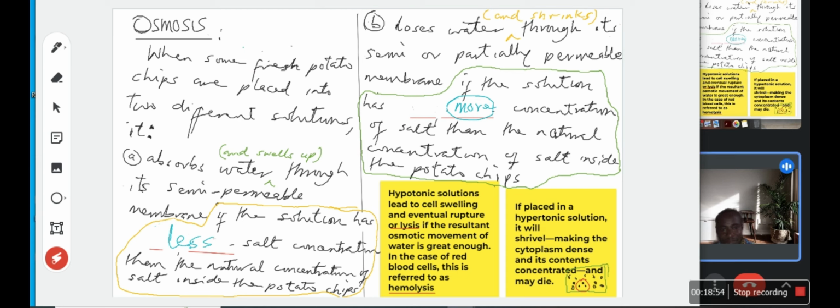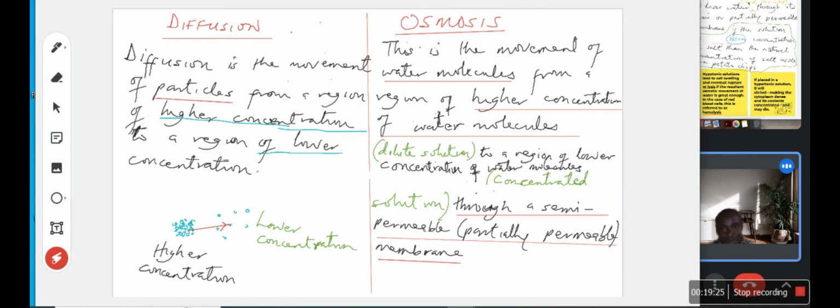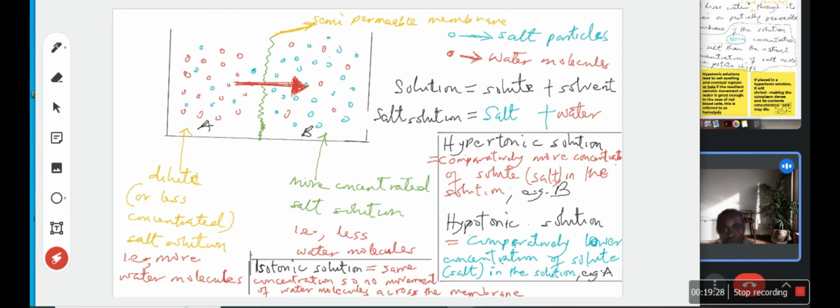Okay, let's talk about this. Let's talk about when red blood cells, for instance, are placed in a hypotonic solution. Hypotonic solution means that solution has a lot of water. Remember, we said a lot of water and fewer solutes, like salt.